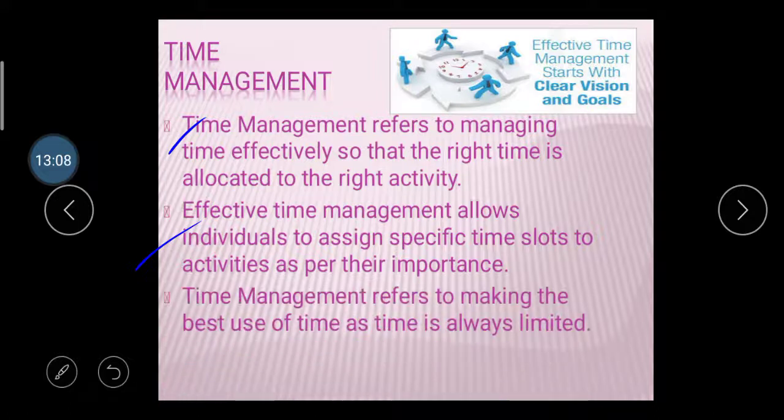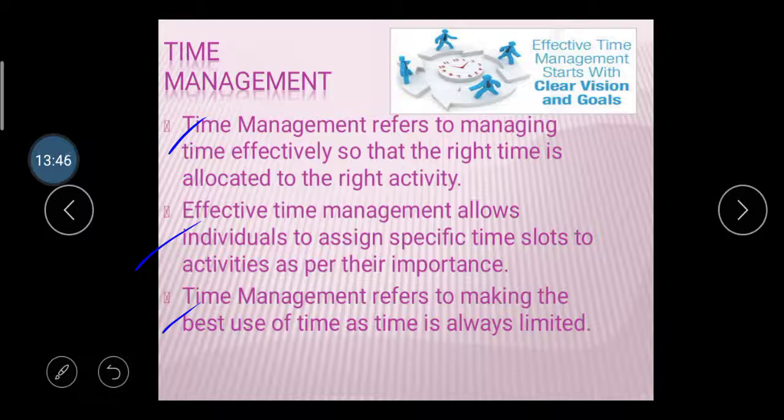Then after, time management refers to making the best use of time, as time is always limited. You can also take the example, you always tend to say that I do not have time for this activity. So you have to divide your time slot, from this hour to this hour. Take the example, 2 to 3 hours for the co-curricular activity, 7 to 8 hours for the study. So you have to divide your time like this in working and professional life also, you have to do this type of time management.